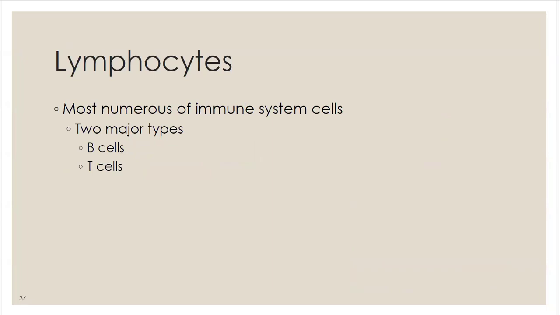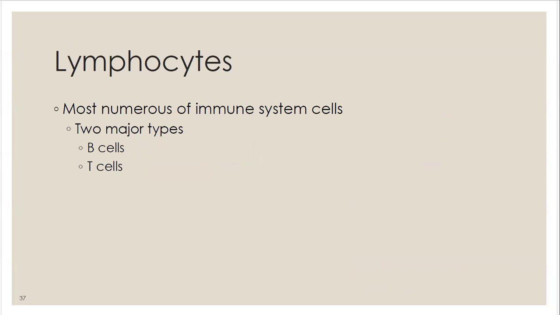Okay, lymphocytes are the most numerous immune system cells and are essential for both the innate and adaptive immune responses. They specialize in identifying and responding to specific pathogens. There are two primary types of lymphocytes, the B cells and the T cells.